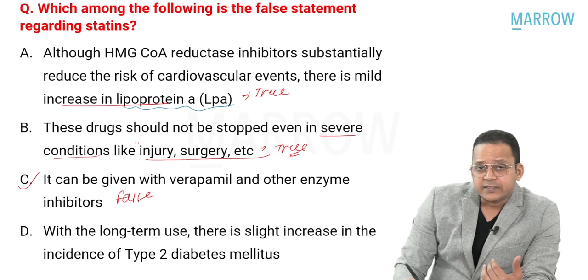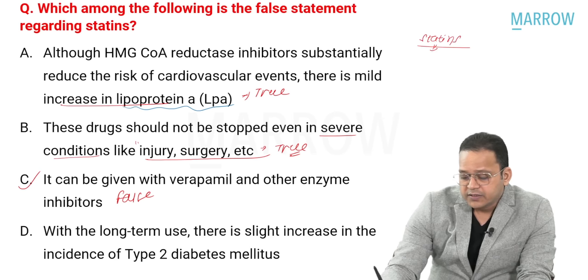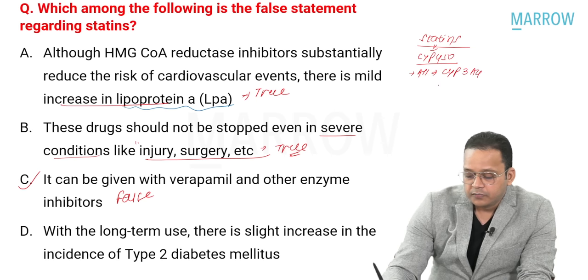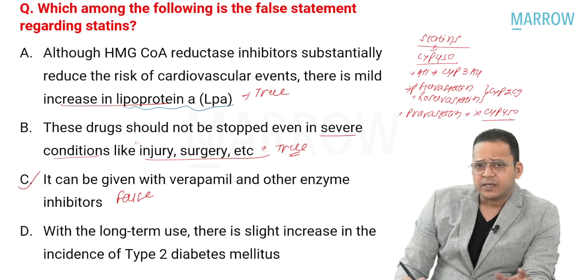Now, if you look at this, why this is false is because, see, number one, statins are metabolized by cytochrome P450 enzymes, right? All statins are metabolized by CYP3A4, whereas two statins, fluvastatin and rosuvastatin, are metabolized by CYP2C9, whereas pravastatin is not metabolized by cytochrome P450 enzymes. It is not metabolized by microsomal enzymes.